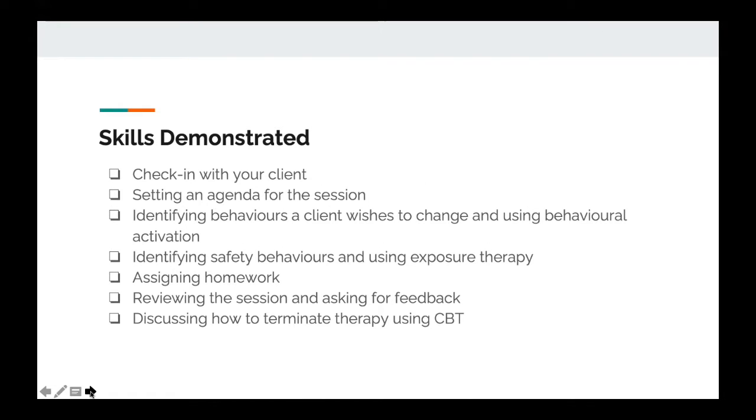As well, some skills that will be demonstrated during this session are checking in with your client, setting an agenda for the session, identifying behaviors a client wishes to change and using behavioral activation, identifying safety behaviors and using exposure therapy, assigning homework, reviewing the session and asking for feedback, and finally, discussing how to terminate therapy using CBT. And with that, we can begin the third role play.